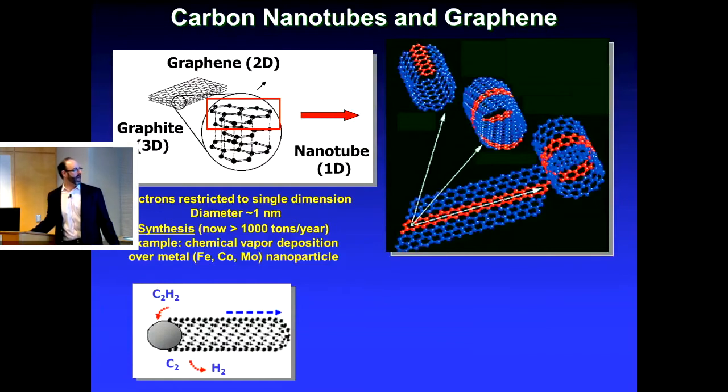I won't talk about how carbon nanotubes and graphene are grown. They're made in a variety of different ways, anywhere carbon condenses. For example, carbon nanotubes are grown normally by chemical vapor deposition over a catalytic nanoparticle. They are produced worldwide at the thousands of tons per year. So they're becoming like a commodity chemical.